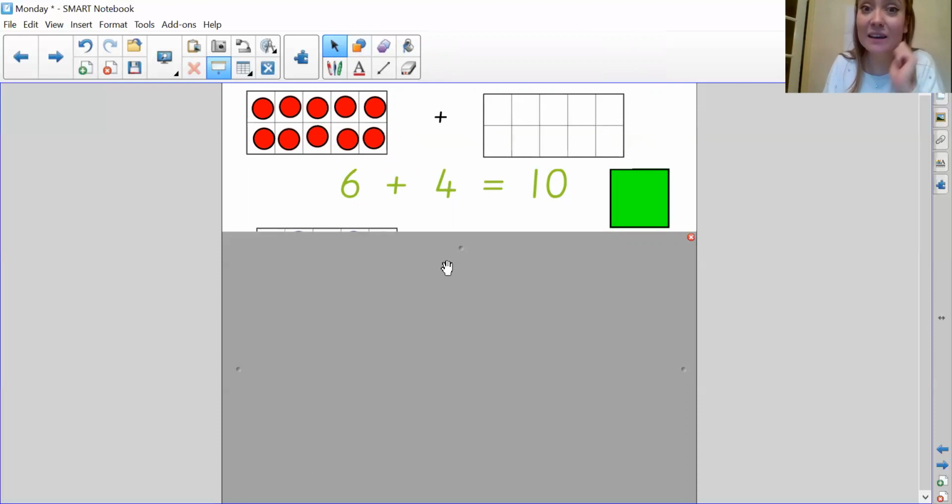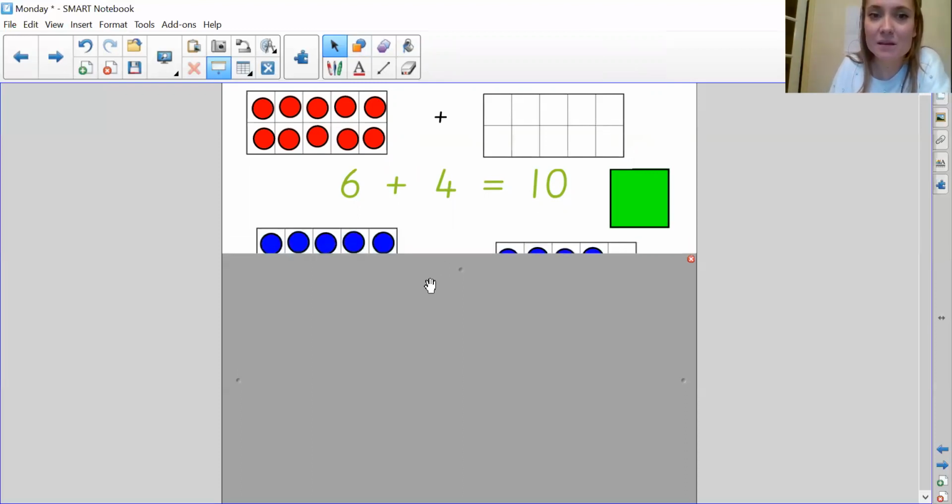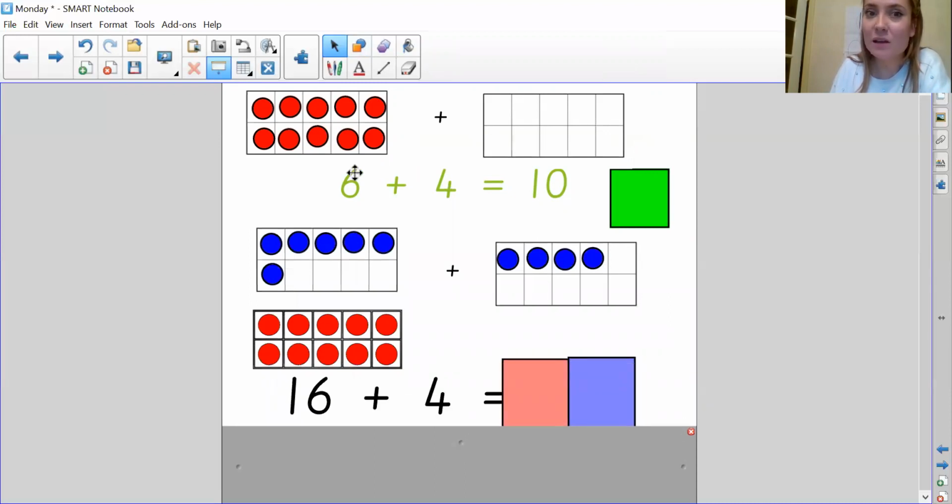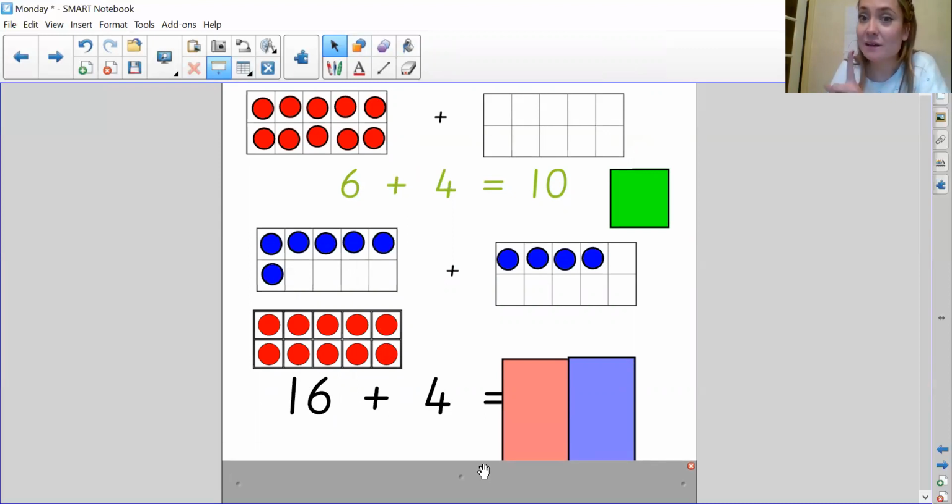Fantastic. Okay, let's have a look at my next one. Are you ready? Ooh, a bit trickier now. Look, the numbers are really similar. Let's have a look. 16 add 4 equals. So, can you see how I've made my number 16? See if you can make it on your tens frame, and pause me. And then over here, I'd like you to have 4 more counters ready to move. Pause me now. Have you done that?